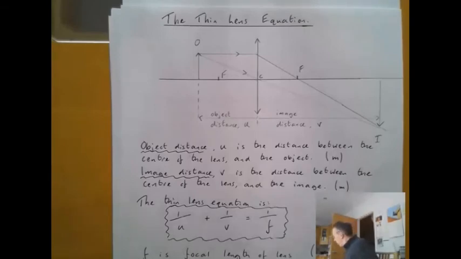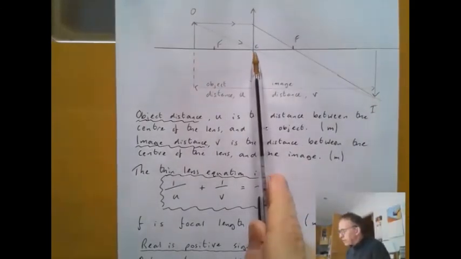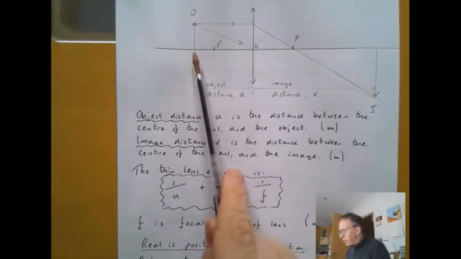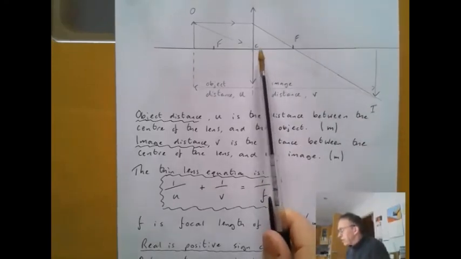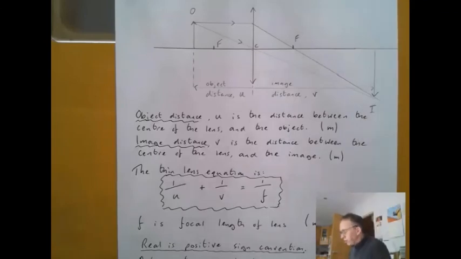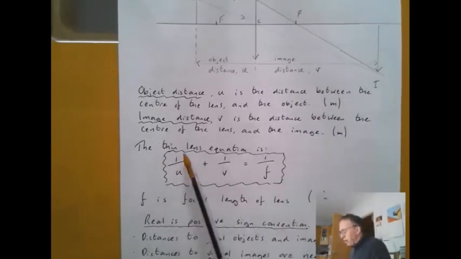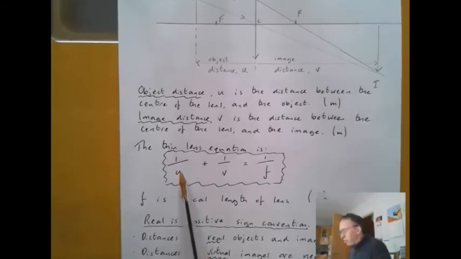Now, let's just do a quick recap to see what we got done. Right, okay. So, in this lesson, we have learned that the object distance is the distance from the center of the lens and the object, measured in meters, but actually any suitable unit will do. The image distance is the distance from the lens center to the image. And the thin lens equation is that 1 over u plus 1 over v equals 1 over f. So if you remember nothing else out of this, remember that 1 over u plus 1 over v equals 1 over f, where f is the focal length of the lens.